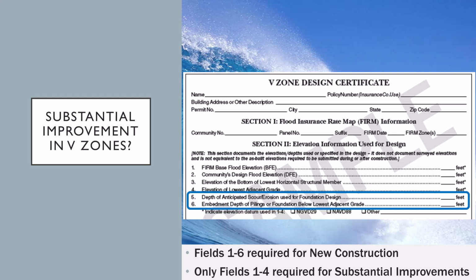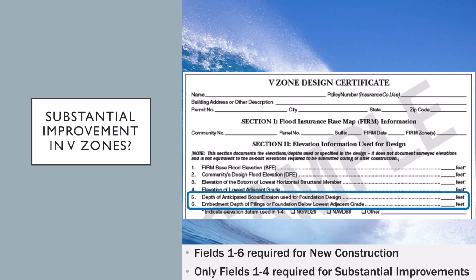Another issue we'll talk about is substantial improvements and V-Zone design certificates. V-Zone design certificates are typically produced before the building is constructed, as a way to certify proper design of these buildings. But once it's built and now a substantial improvement is planned, how do you address the V-Zone certificate? A V-Zone certificate is still required.